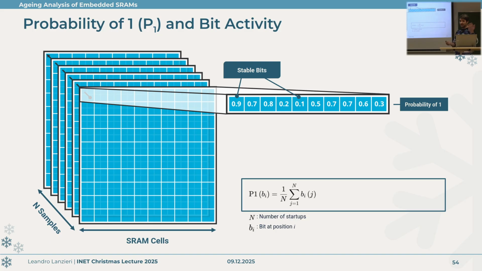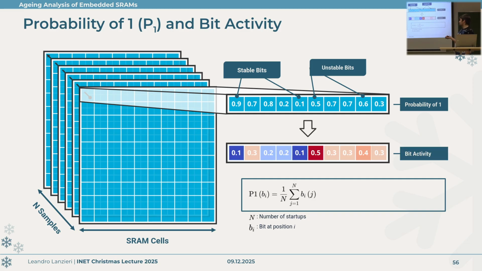And we can classify bits into stable bits. That means that bits always, or almost always, hold 1, and bits that almost always hold 0. And then some unstable bits that switch much more, closer to 0.5, 0.6. To see this more clearly, we propose to use bit activity, which is basically the minimum value between the probability of 1 and 1 minus the probability of 1.